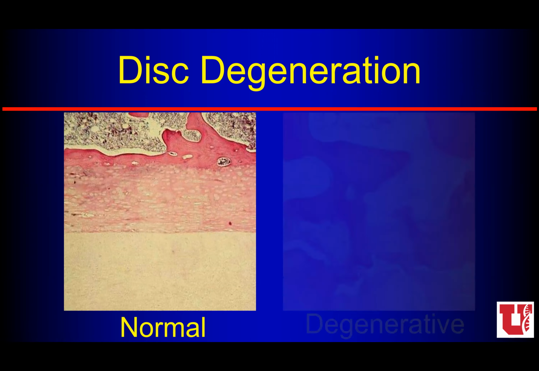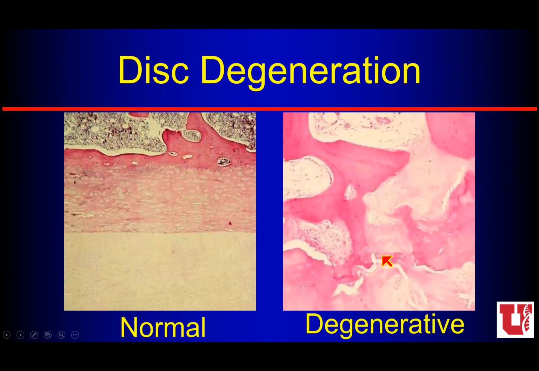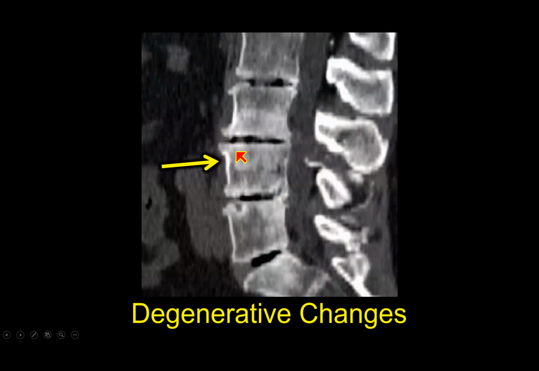Now, that's a normal disc. When we have degeneration, everything is just mixed up. You think about where the trabeculae is, where the marrow is, and the nucleus extending into the disc. That's what we see on pathology with degenerative disc disease. So on imaging, on CT, we think about all those endplate changes as well as the disc changes that we think about classically as degenerative changes.